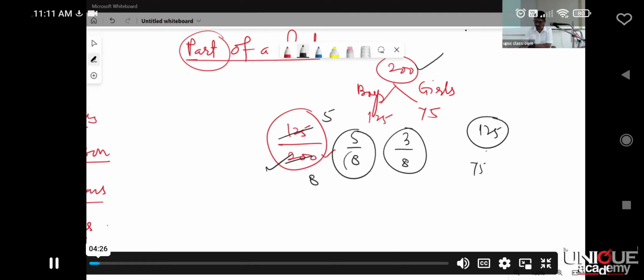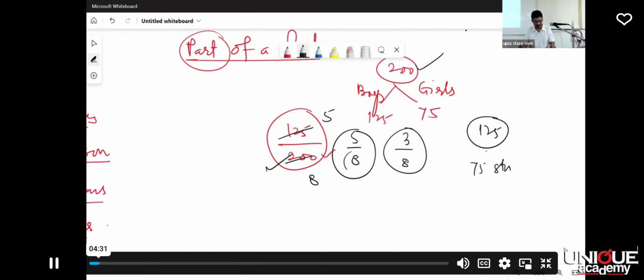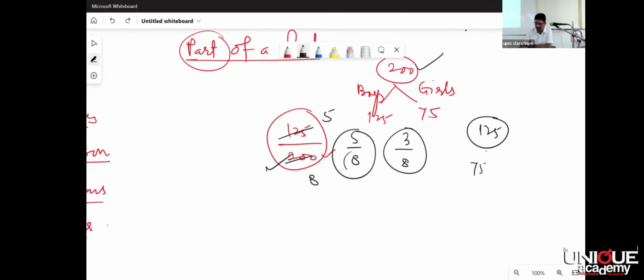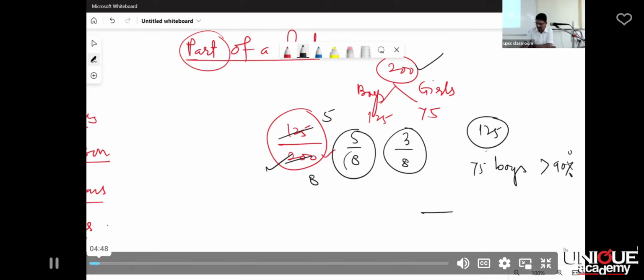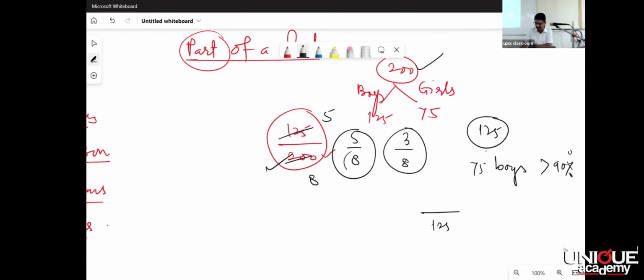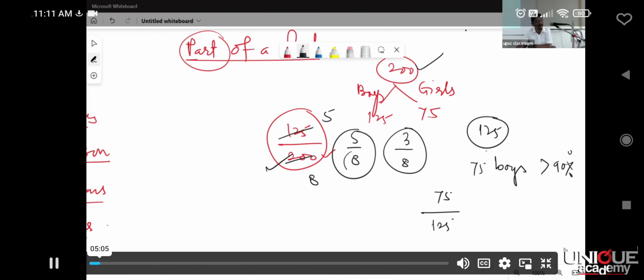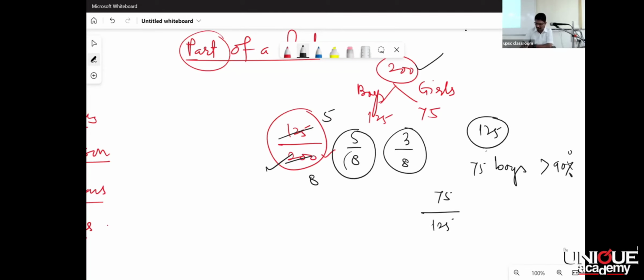Out of 125 boys in the class, if 75 boys have scored more than 90% marks, suppose, what fraction of boys are getting more than 90% marks? In that case, what fraction of boys? In the denominator, what should we write? 125, that is the total number of boys. In the denominator, whatever is the total number of parts made, that is 125 boys, out of which how many are getting more than 90%? 75. So the fraction representing boys who are getting more than 90% marks will be 3 by 5. Is it clear? So that is the meaning of this fraction.